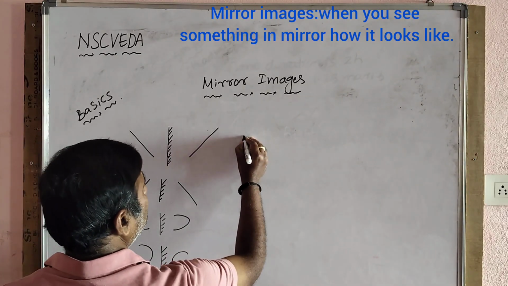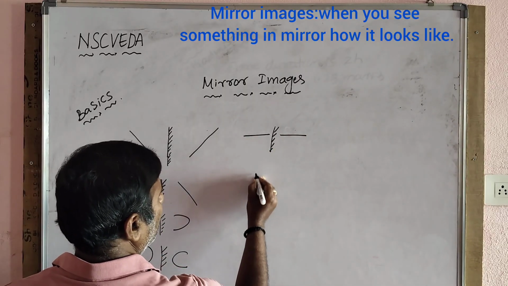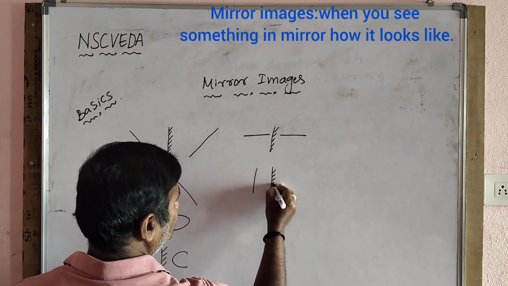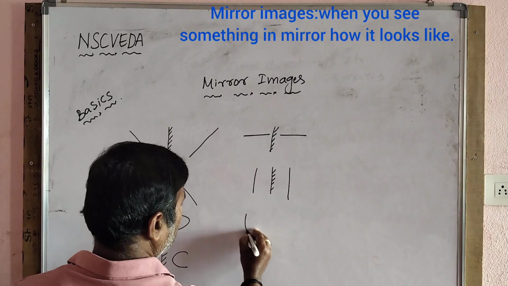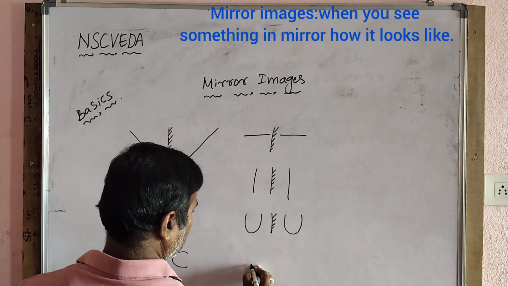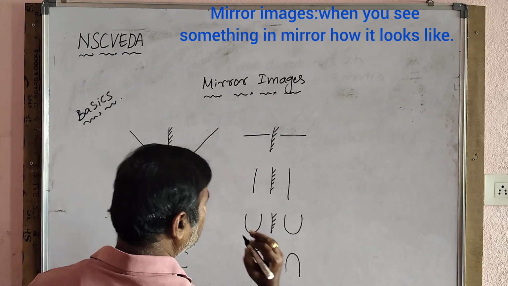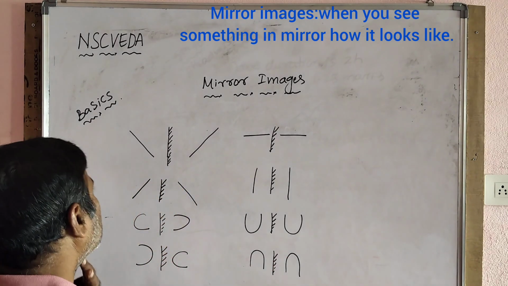A sleeping line will be seen as a sleeping line only, and a standing line will be seen as a standing line only. A U curve will be seen as a U curve, and an up curve will be seen as an up curve. These are some basics.